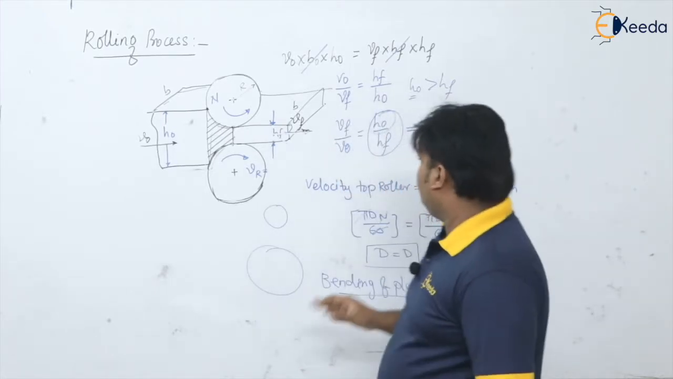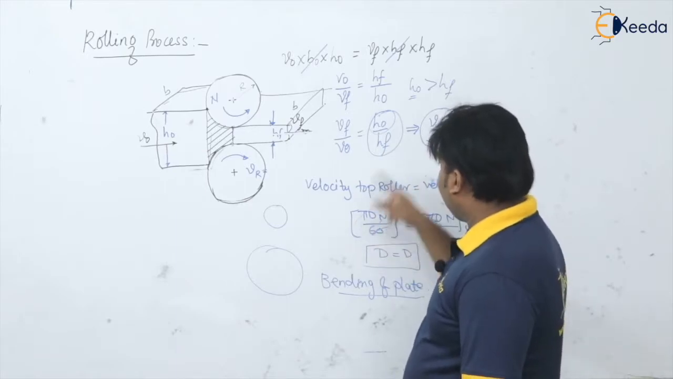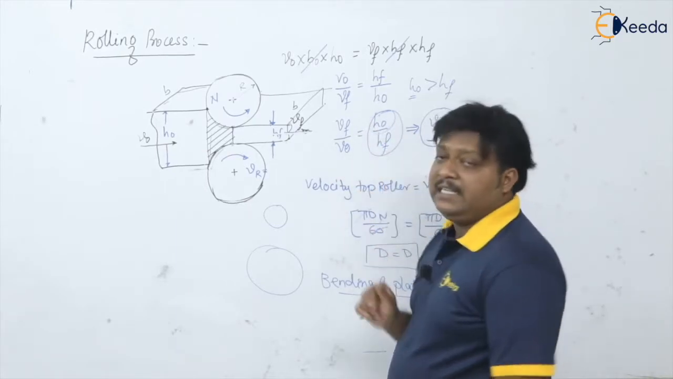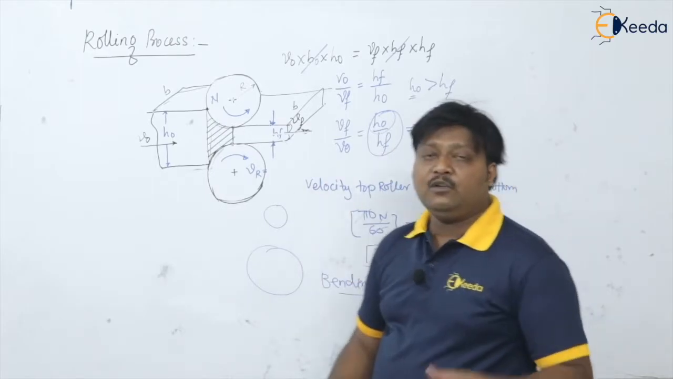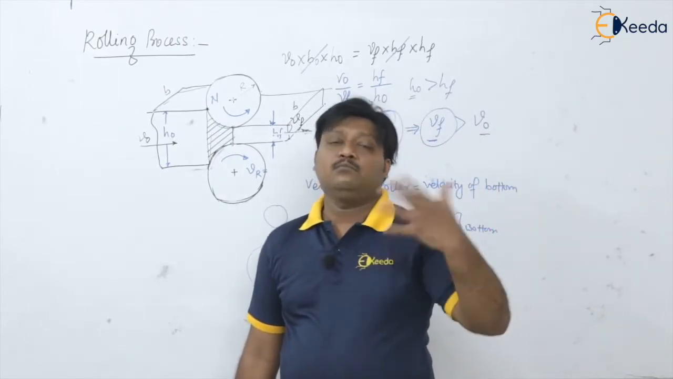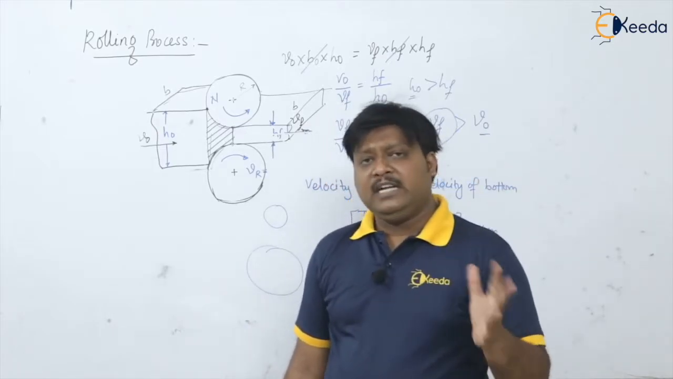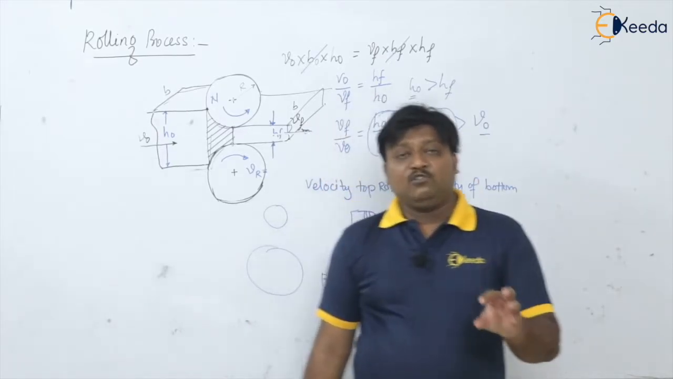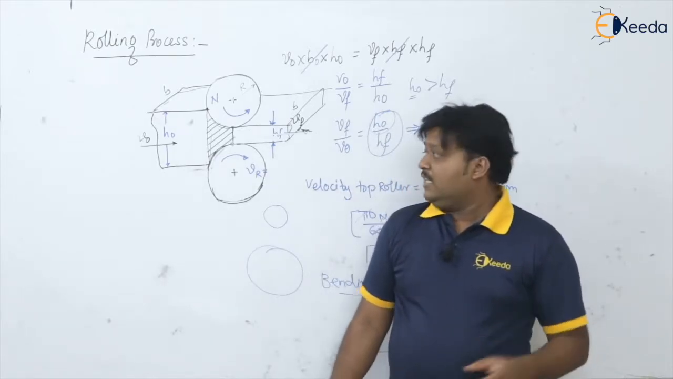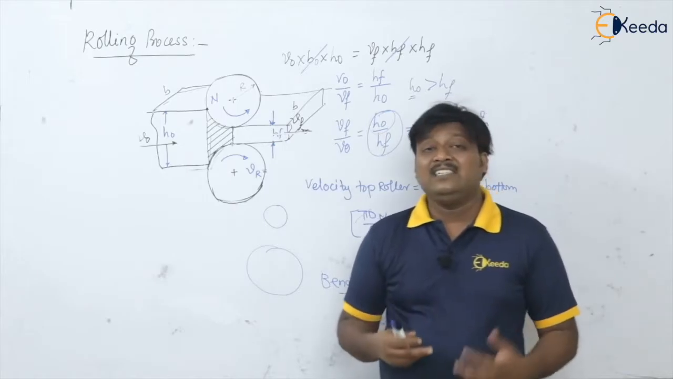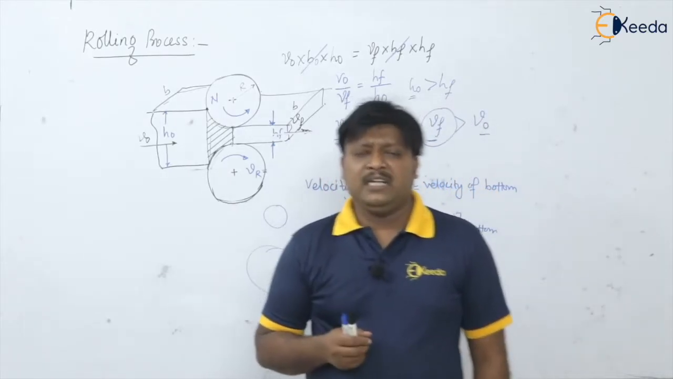Now, from this discussion, we can prove mathematically that the velocity of the plate at the exit point is more than the velocity of the plate or strip at the entry point. We can say like this. But what actually happens physically, that this material or plate shows the increase in the velocity? What is the reason behind that?